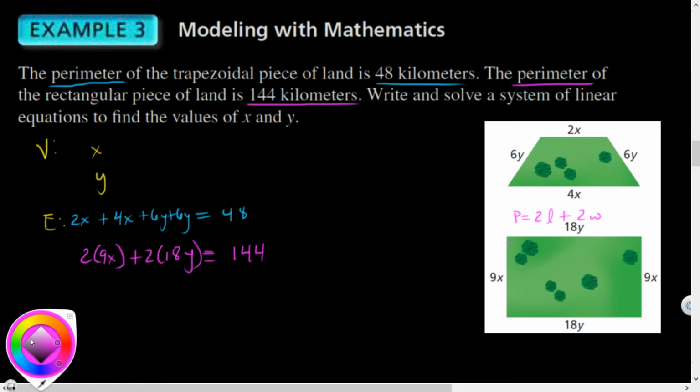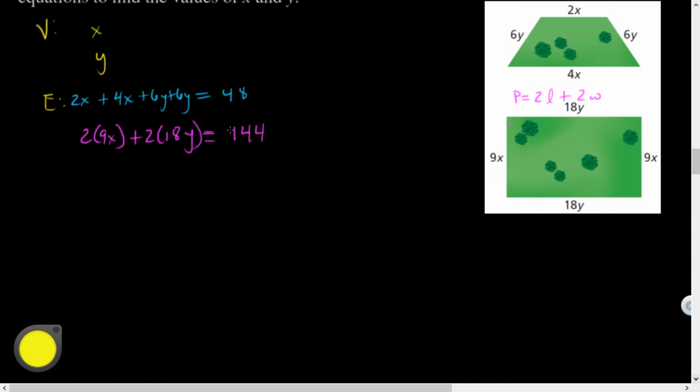So yeah, let's simplify these and solve this system. So for this top one up here, 2x and 4x is 6x. 6y plus 6y is how many y's? 12y equals 48. 2 times 9x is 18x. He's right. 2 times 18y is 36y equals 144.